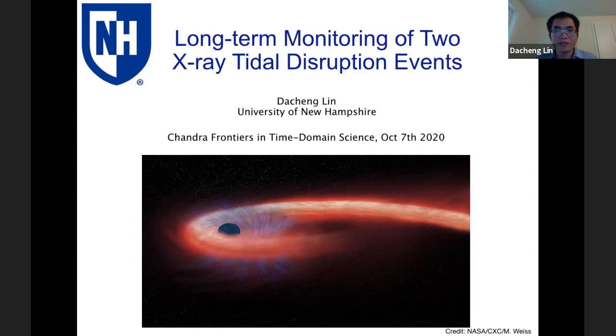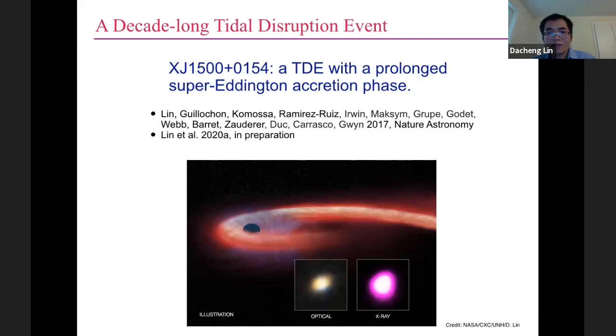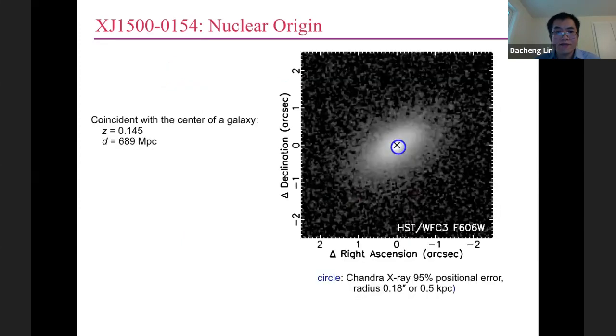So here I'm going to present our discovery of two very special tidal disruption events that we monitored for years. The first one is a decade-long super-Eddington accretion TDE, and the second one is from an off-centered intermediate mass black hole. For the decade-long super-Eddington accretion TDE, we published the discovery paper in 2017, and we'll publish a follow-up paper soon.